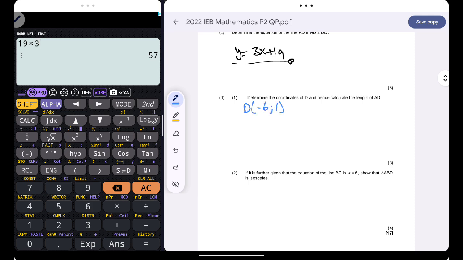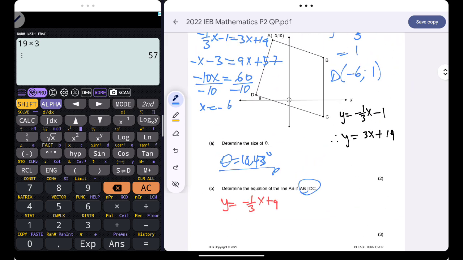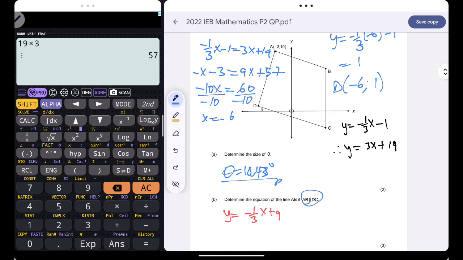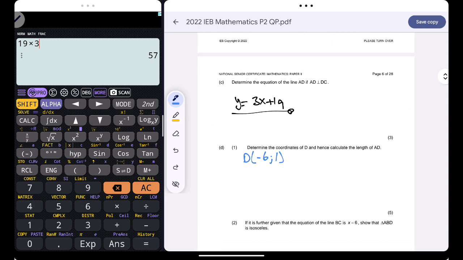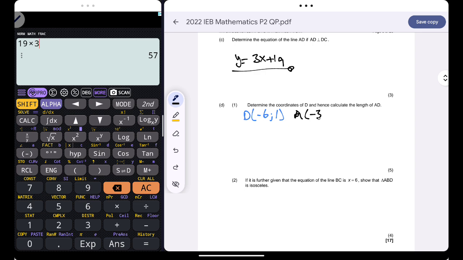But the question is not yet done. I was asked to find the length of AD. Where is AD? Okay. The coordinates of A are negative 3 and 10. Okay, let me write them in black. A, negative 3 and 10.